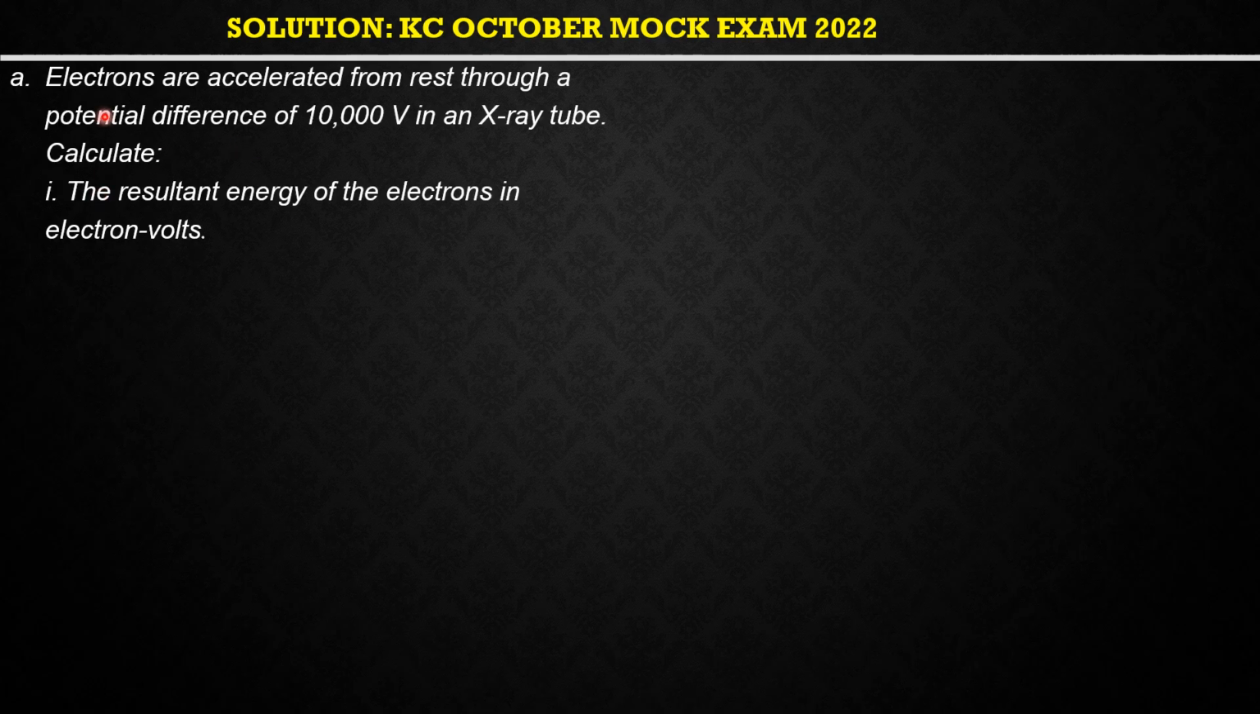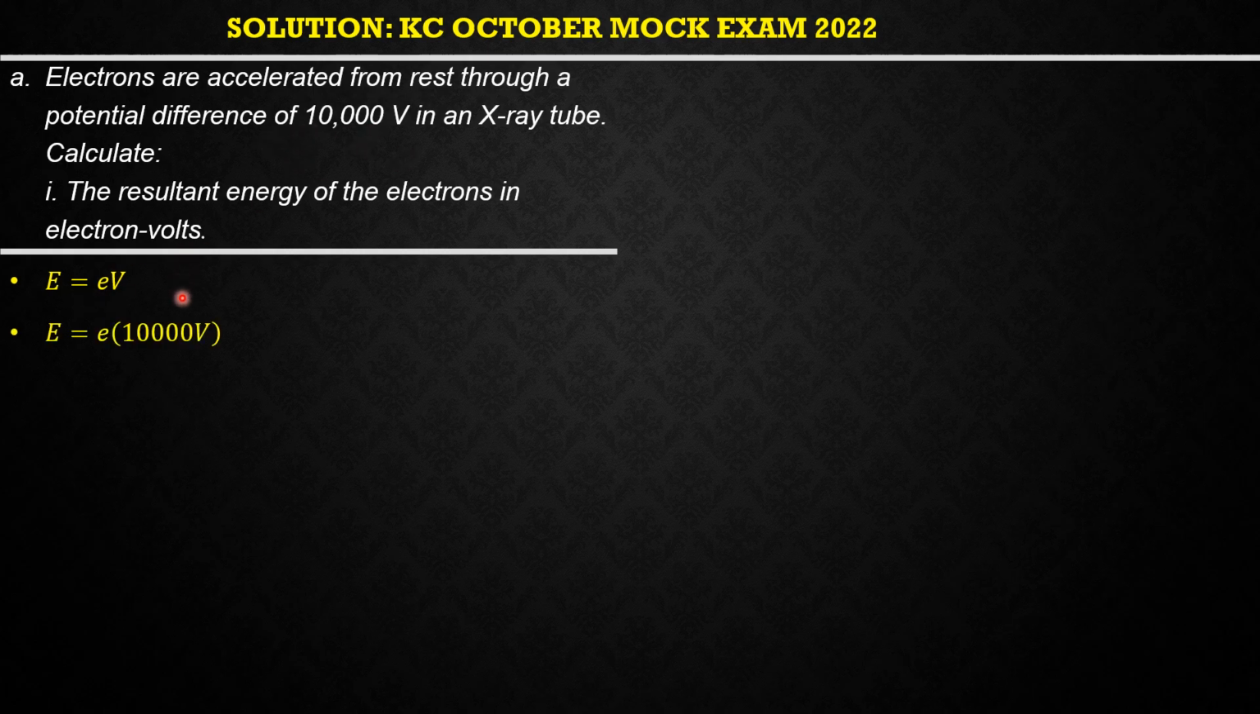Okay, so the first part says electrons are accelerated from rest through a potential difference of these in an x-ray tube. Calculate the resultant energy of the electrons in electron volts. So how do we get energy? Energy is basically eV. So in electron volts, it means I will just keep this e here and then multiply by this 10,000. So it's basically 10,000 electron volts.